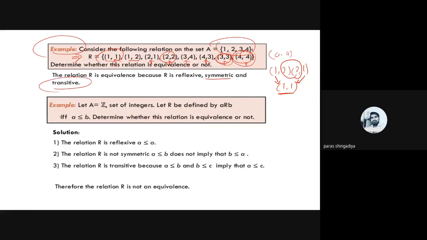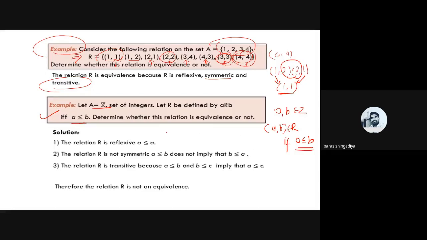Clear? And then we discussed this example, where the set of integers is given, and one of its relations is defined here. For entries A and B belonging to Z, which pairs can we include in the relation? We can include the pairs of values A and B if they satisfy the condition A less than or equal to B. So this type of pair we can include in the relation.